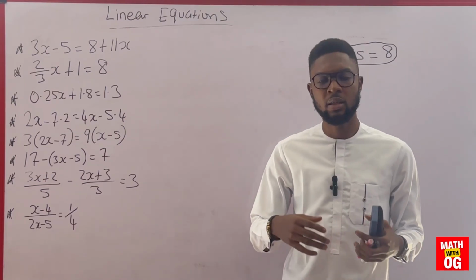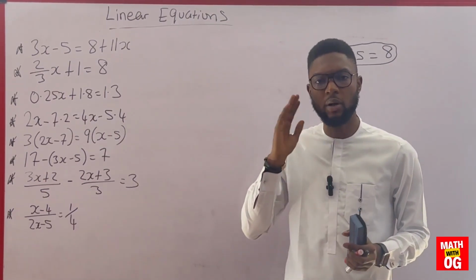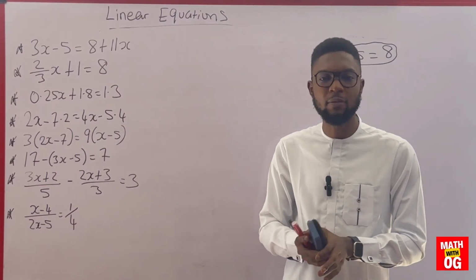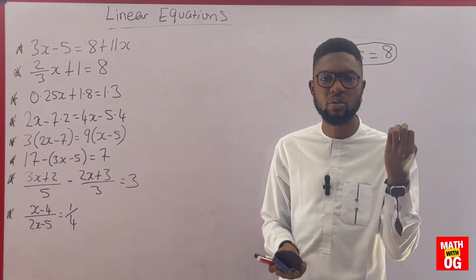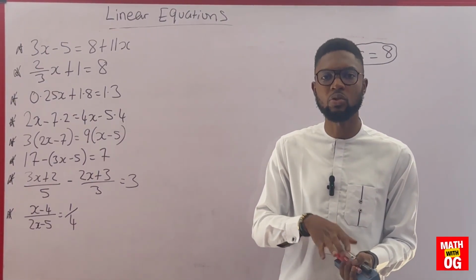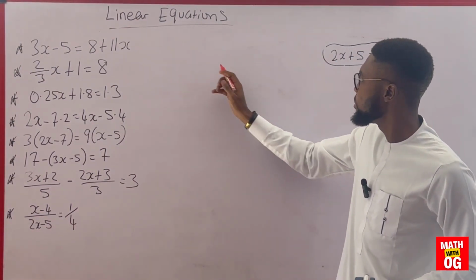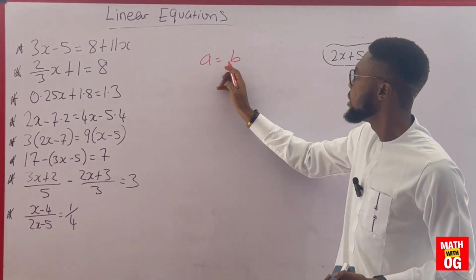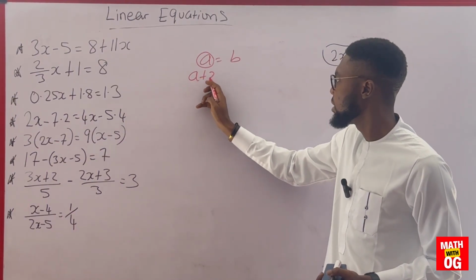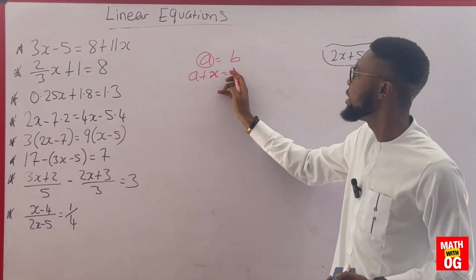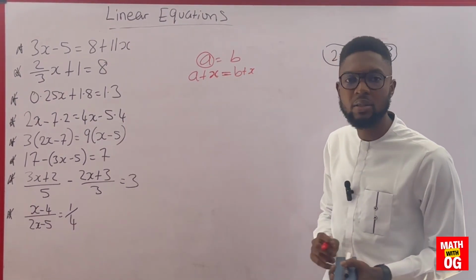Now the rule guiding equations generally is: whatever you do to the left hand side, do to the right hand side. It means that whatever you use in changing the left hand side, use that same thing to change the right hand side. So you have a statement like this: a = b. The moment you want to change this a to something else, let's say a + x, because you are adding x to the left hand side, you must also add x to the right hand side to make sure that this equation remains intact.